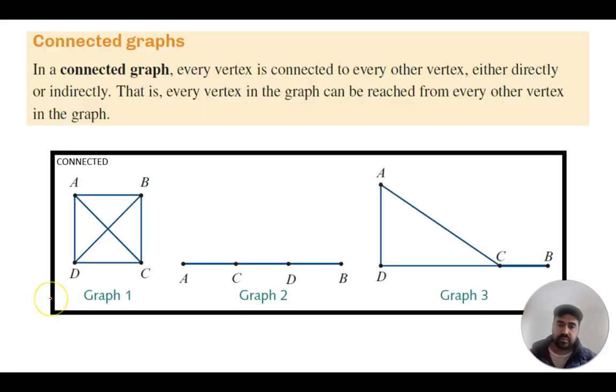So a connected graph, if every single vertex, so remember a vertex is like a dot or a little point within a graph, if all of them are connected to every other vertex, either directly or indirectly, it's considered a connected graph. So there's always going to be a one way or another to get from one vertex to another. So all of these graphs here, regardless of whether they have an intersection or not, is considered connected.